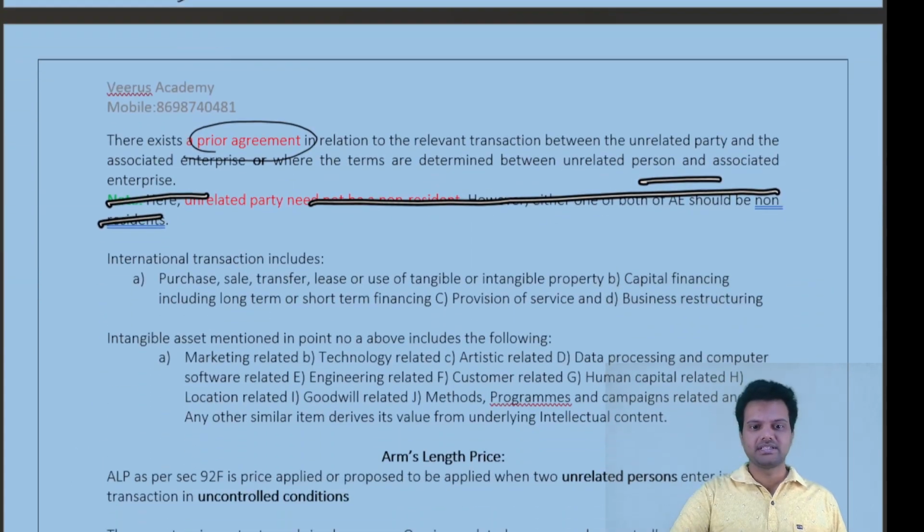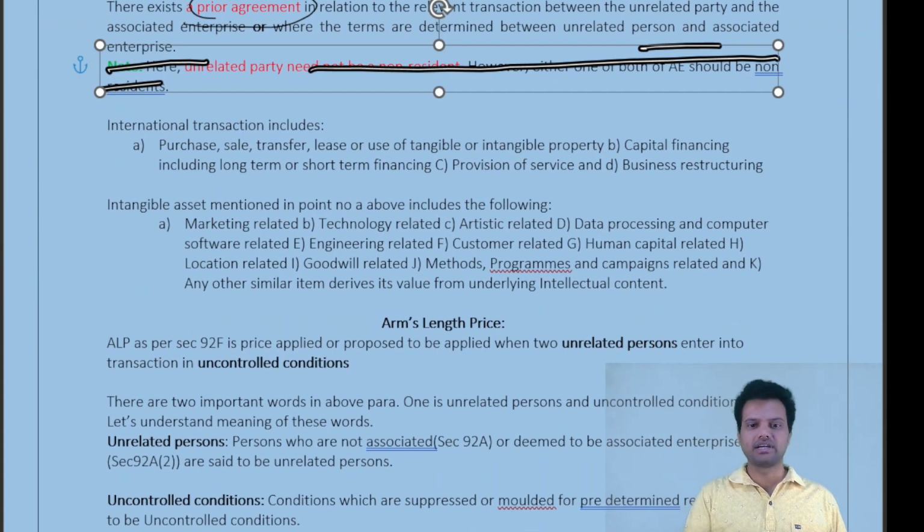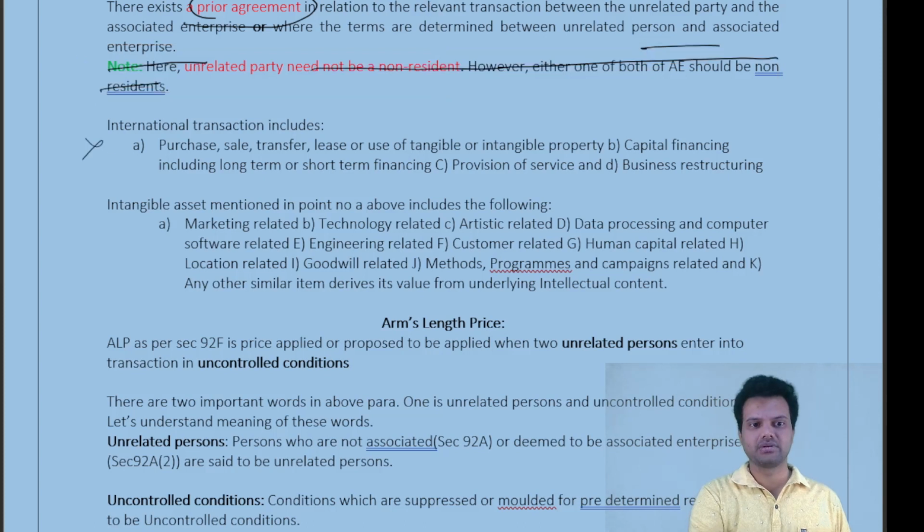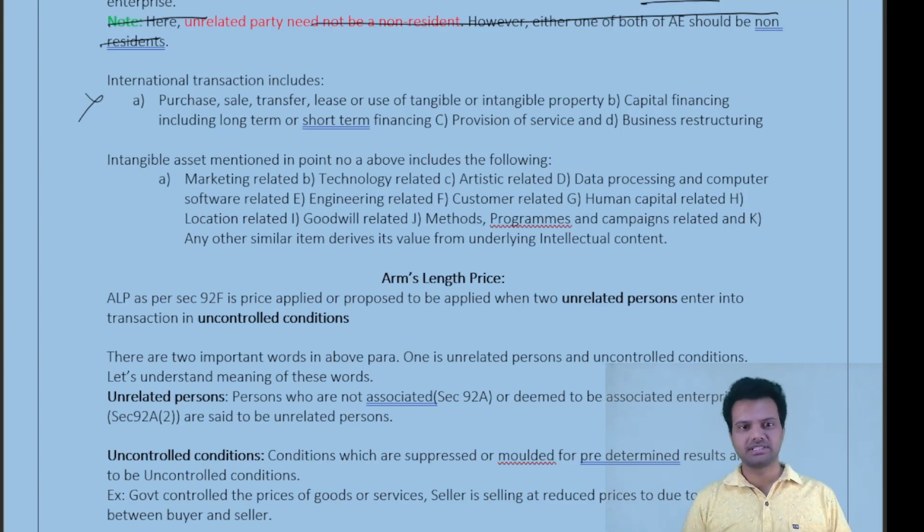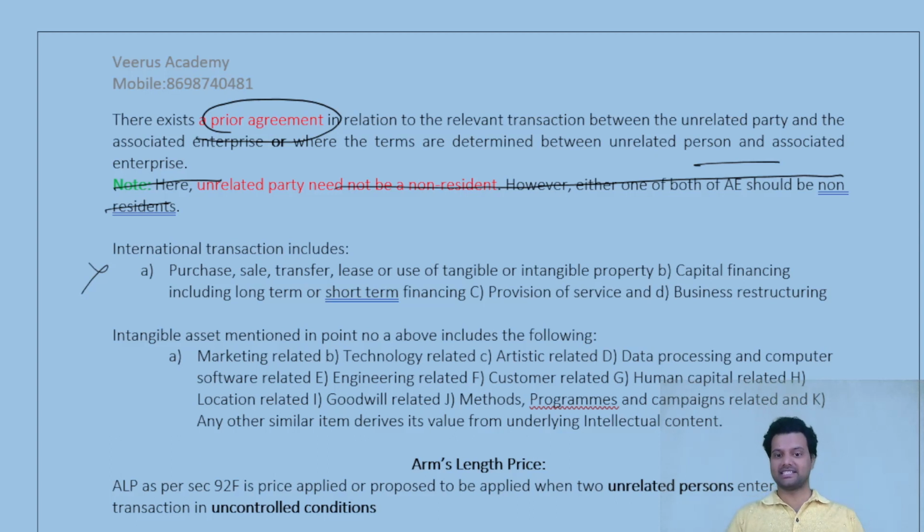Now we will see what international transaction includes. This is already covered in the international transaction definition only. What is intangible asset is given at the bottom. If you see point number A of the international transaction, it includes purchase, sale, transfer, lease, or use of tangible and intangible property. So what intangible property is, is given here. You can go through that. This is all about international transaction and deemed international transaction concepts.